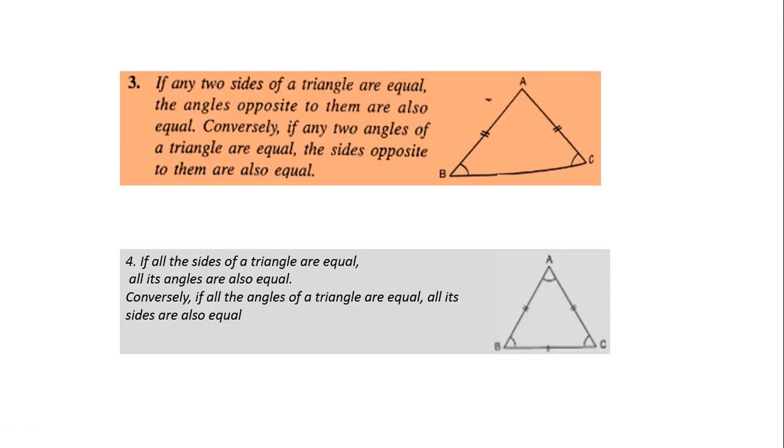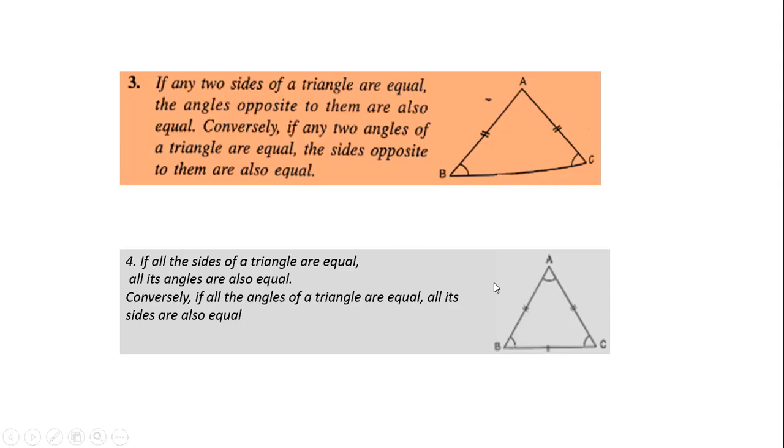And vice versa is also true. If any two angles of a triangle are equal, if this angle C is equal to angle B, then the sides opposite to these two angles must be the same. AB is equal to AC. Remember this: if in a triangle two sides are equal, then the angles opposite to those two equal sides must be the same. And if in a triangle two angles are equal, then the sides opposite to those two angles must be the same. This is a very important relation, and we have to use it in our exercise also.